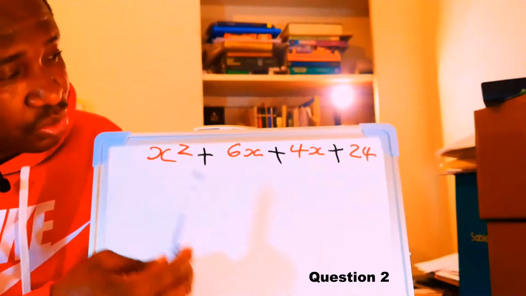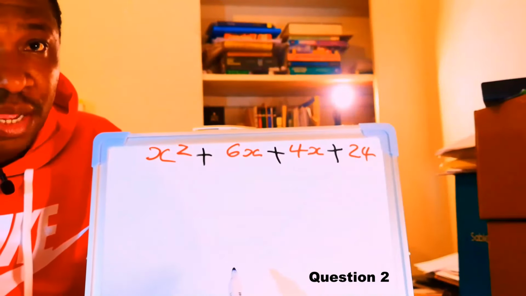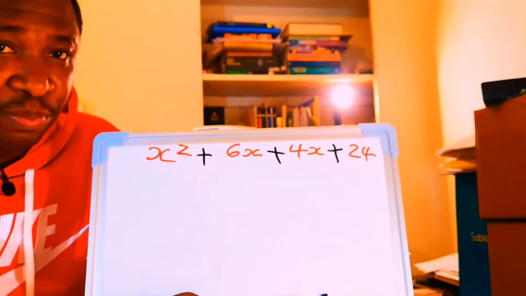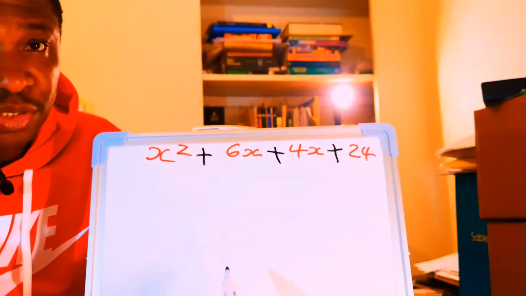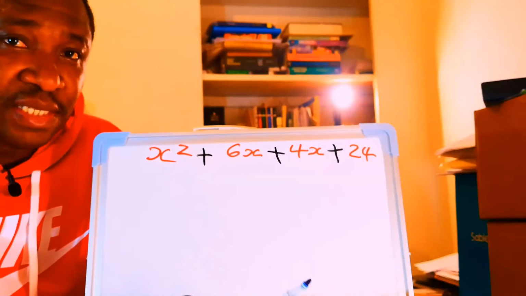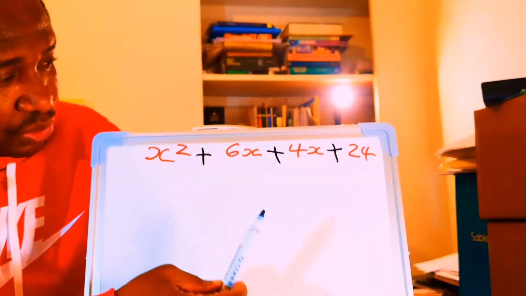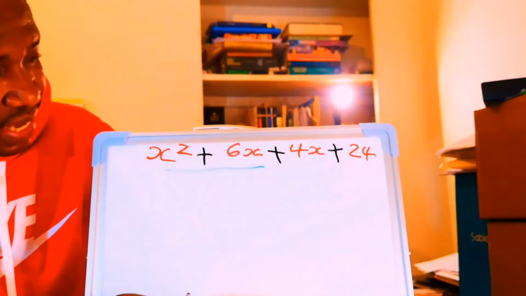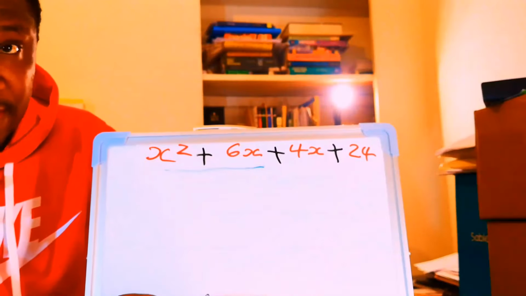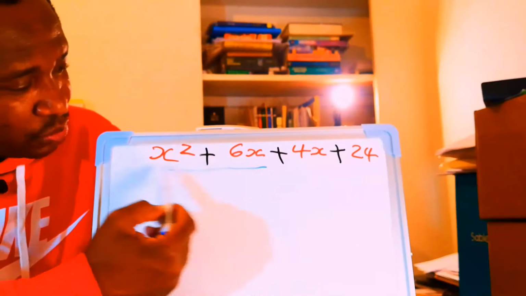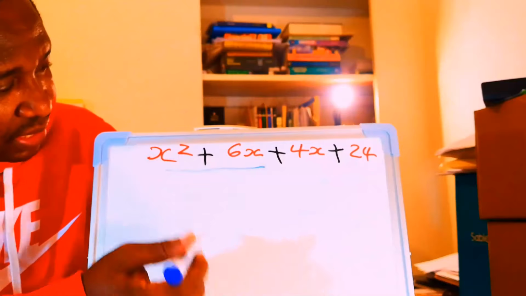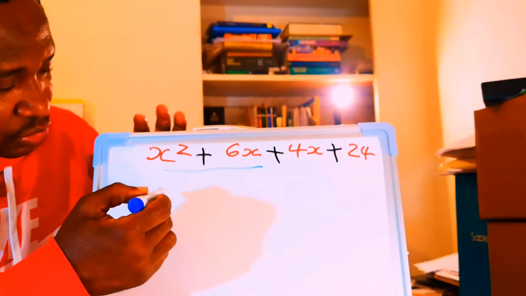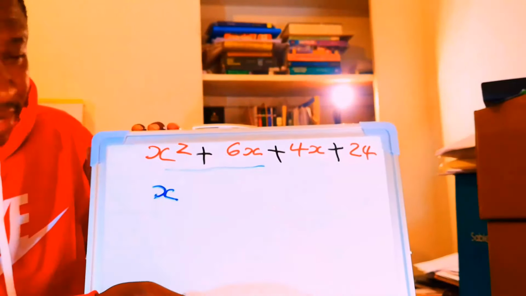Next, let's consider this expression, and we're going to factorize this by grouping. The first thing we need to do is we're going to consider the first two terms, which is x squared plus 6x. Now, what is common between these two? What is common is x. x is common, so we're going to bring x out.